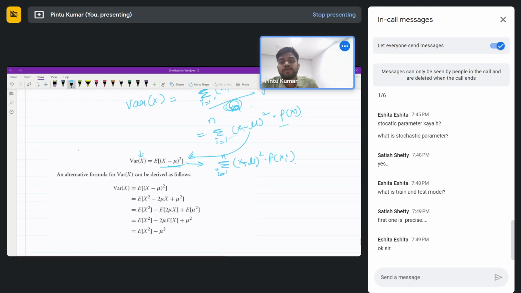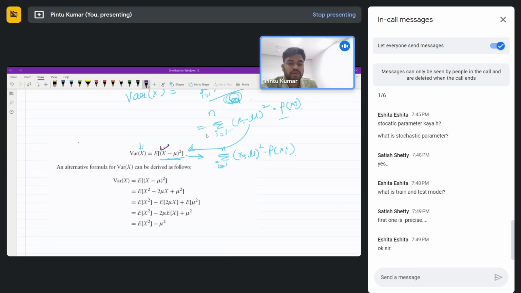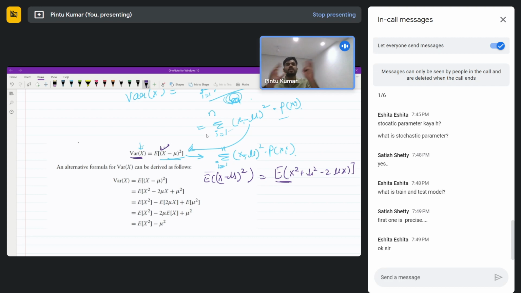Okay. So this is one thing, but you can just derive that expectation of x minus mu whole square is expectation of x square plus mu square minus 2 mu x. So this is a property of expectation, that you can split whatever is inside. This is not a property of variance. This is applicable only for expectation. So whenever you are solving, if you have something inside variance, please do not split it. Okay. For expectation, you can split it this way.